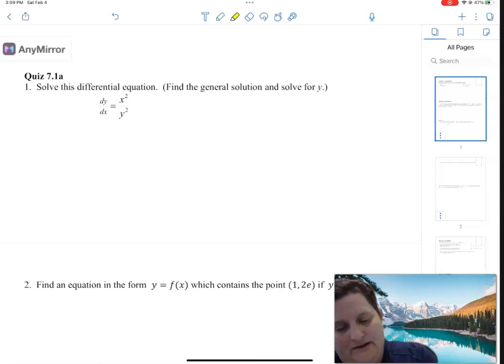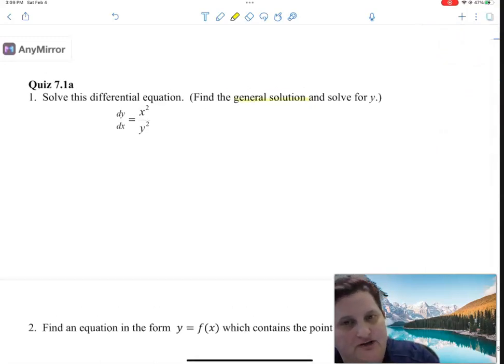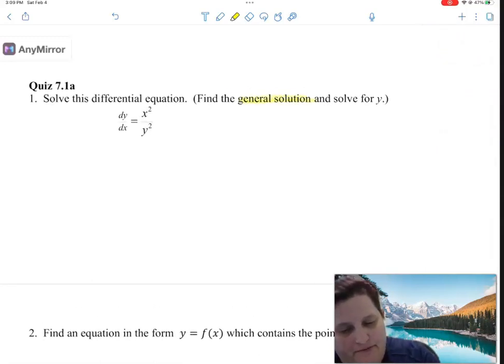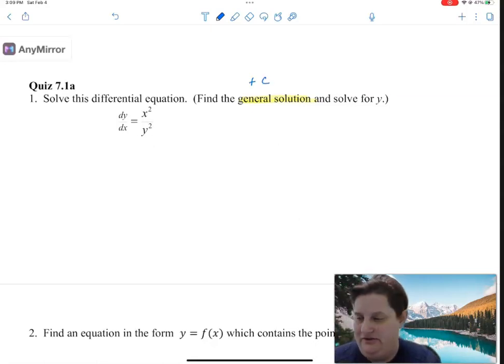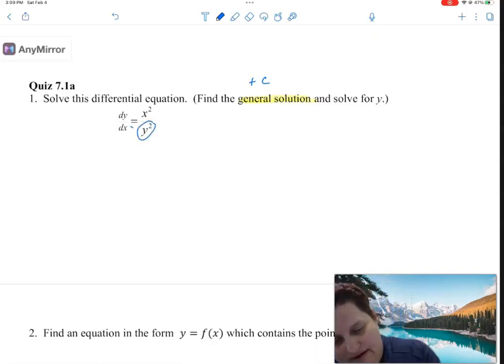All right, guys, whenever it asks you to find a general solution, what that is asking you for is an equation with a plus c. So you're not finding the plus c, you're just saying it's an equation with the plus c. And then solve for y, okay? So step one, I got to split up these variables. Okay, this is called separation of variables.